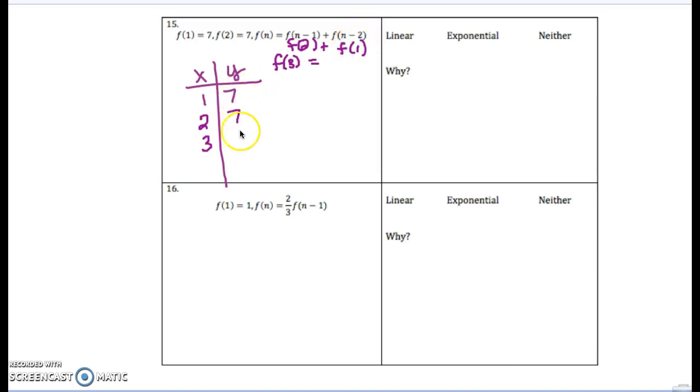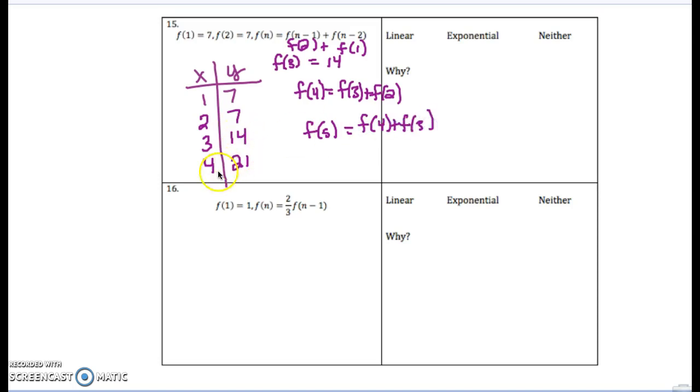So I'm going to add these two together. 7 plus 7 gives me 14. Then to find f of 4, you are going to add f of 3 plus f of 2. So that is 7 plus 14, so 21. And then f of 5, you do the same thing. You do f of 4 plus f of 3. So 5, I'm going to squeeze it in there, would be, what is that, 35?